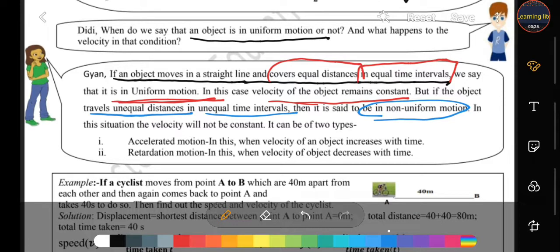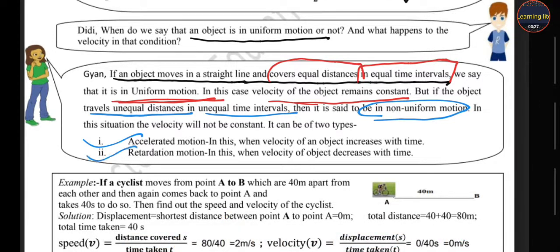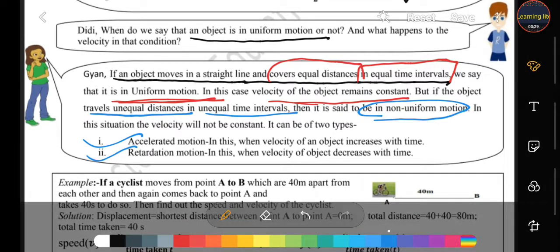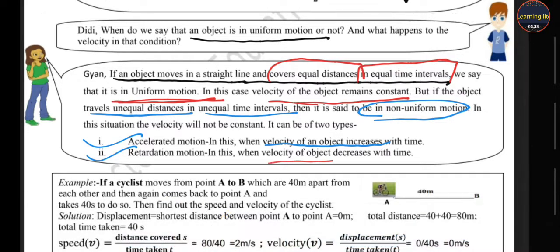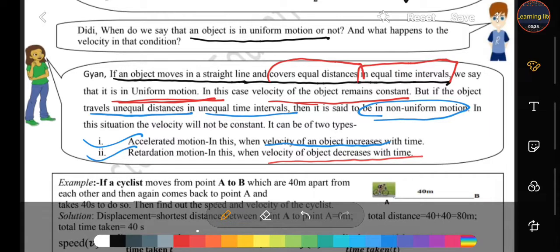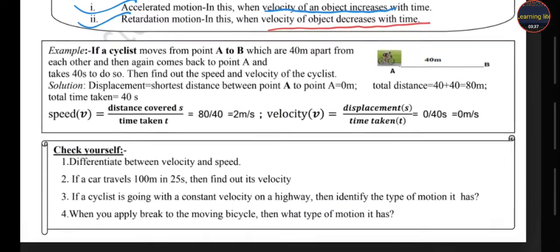Okay, two types of motion here, accelerated and retarded. Accelerated means your velocity is increasing and retardation means your velocity is decreasing. Now let's do an example in our practice questions.